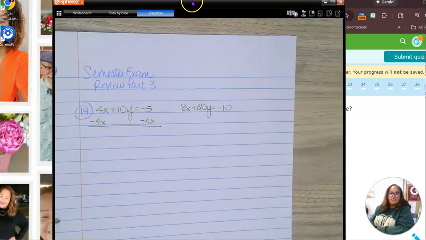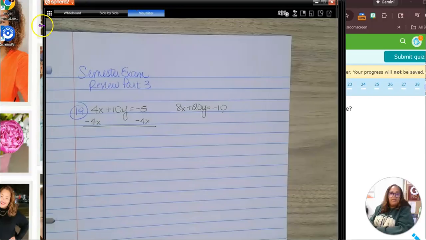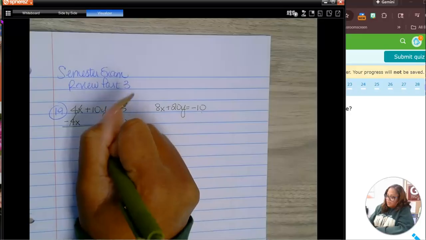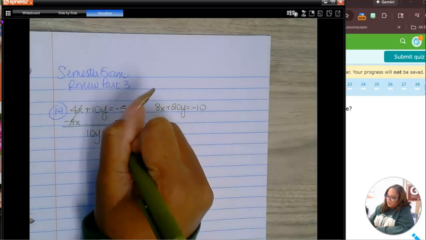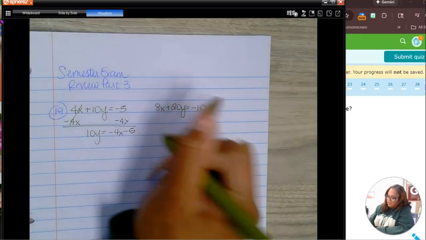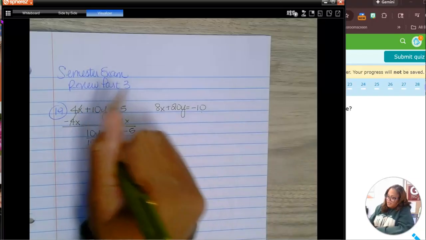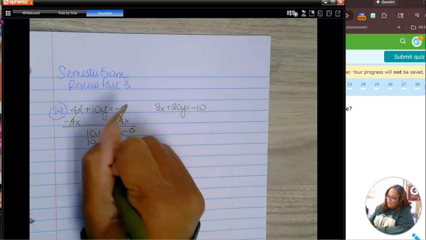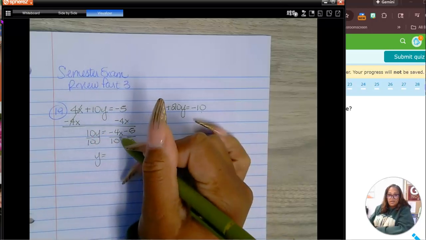Make this the center of the show here. And then these 4x's will cancel. 10y equals negative 4x minus 5. And then divide everything by 10. One more time. Y equals, this is negative 4/10.